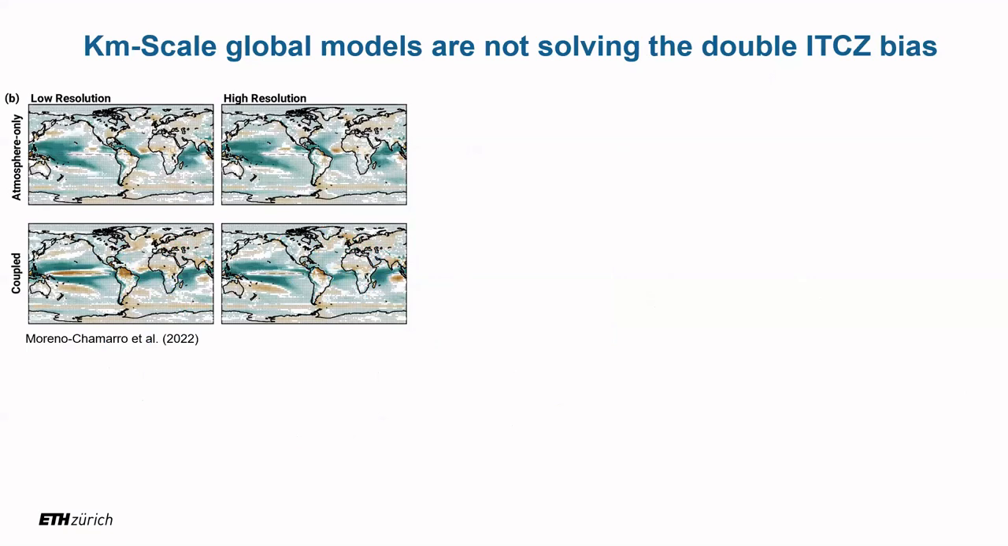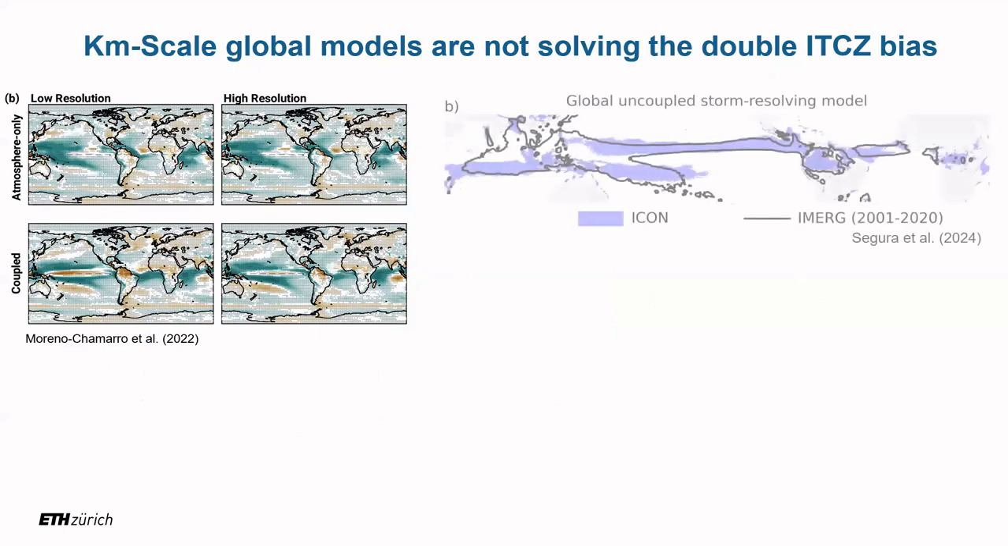So finally, I wanted to also highlight this study here. One of the hopes once we got to kilometer-scale global simulations was that we would improve the double ITCZ bias. This is one of the dominant biases that has haunted us for many, many years. And you can see this in HighResMIP, for example, it's still there.